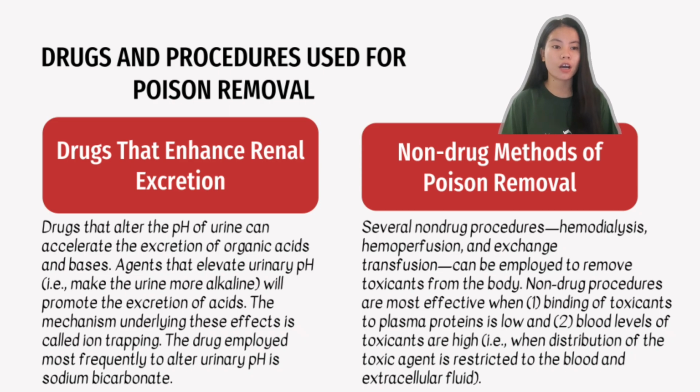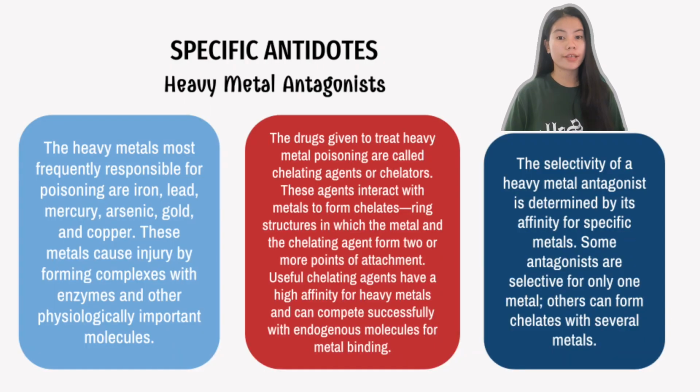When the binding of a poison to plasma proteins is particularly weak, exchange transfusion can be an effective method of removal. Let's go further with specific antidotes. So we have heavy metal antagonists. The heavy metals most frequently responsible for poisoning are iron, lead, mercury, arsenic, gold, and copper. These metals cause injury by forming complexes with enzymes and other physiologically important molecules.